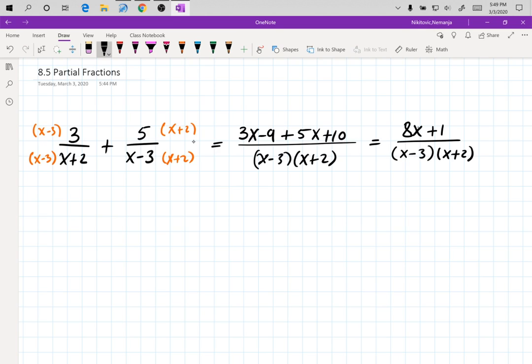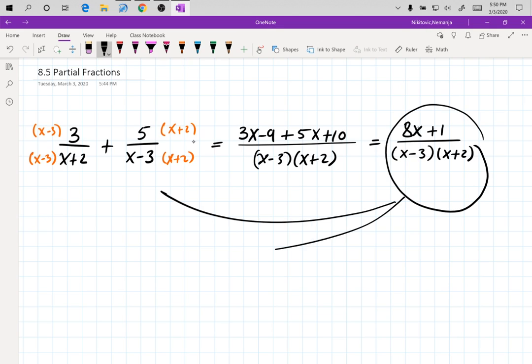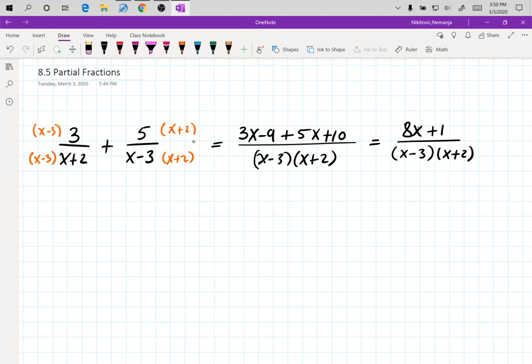Now, partial fraction decomposition is a method to decompose, right? To decompose this into the two fractions over here so that we can integrate. So the problems that are coming up will look like something like this: 8x plus 1 divided by x minus 3, x plus 2. This could also be FOILed. And that is a problem.